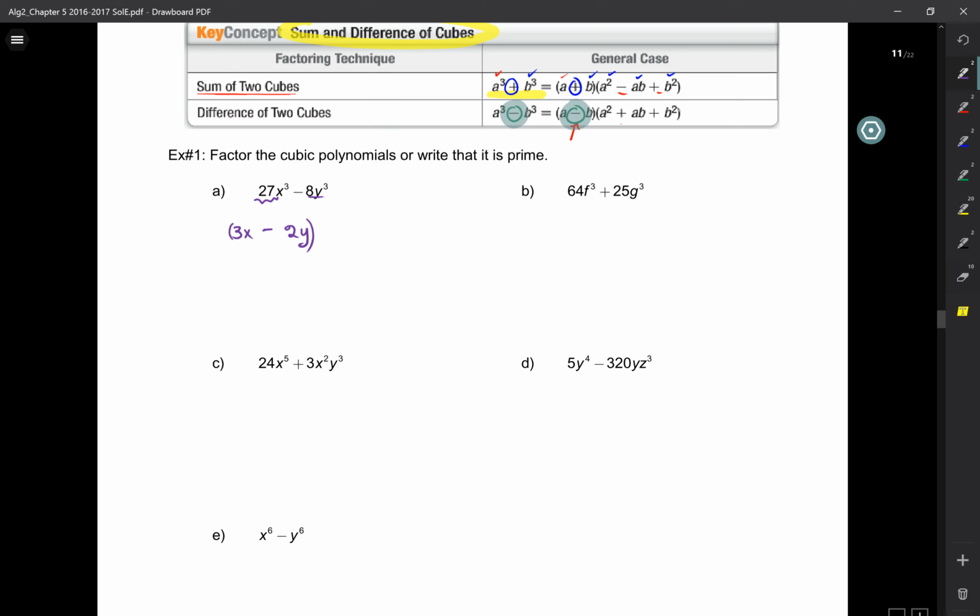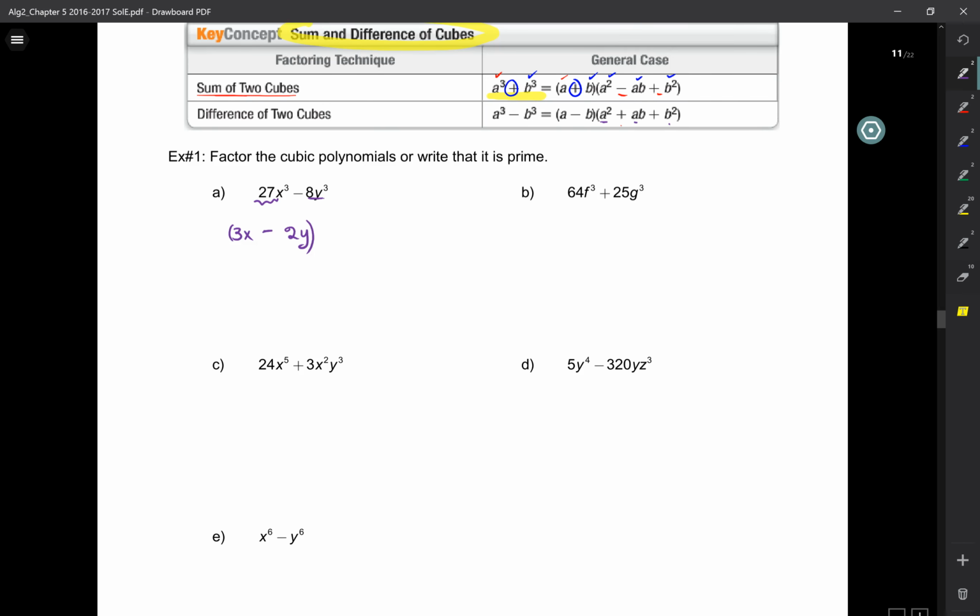Now, okay, we're using the second one here. Now, we're going to do a squared plus ab plus b squared. Okay. Which one of these here is your a? In the 3x minus 2y, which one is the a? This is your a, and this is your b. Okay? All right, so now in the next parenthesis, I'm going to do a squared, so 3x squared, plus a times b, so 3x times what's b? 2y. No, we don't take the negative with it. Plus b squared, 2y squared.